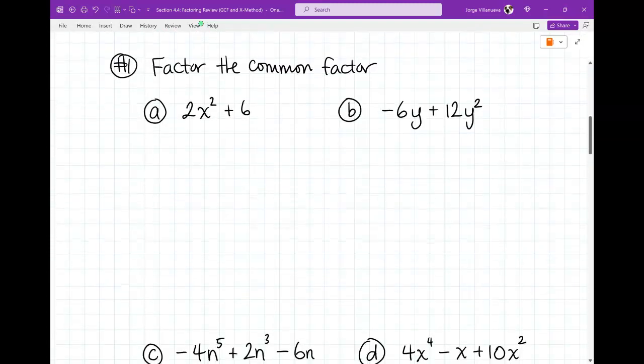Okay? So here's example number 1. There's actually an A, B, C, and a D. Okay, we kind of go from easier to more difficult. So write down A and B, or if you just want to do A, that's fine. But the instructions say to factor the common factor. Let's just give you a little bit of time. So we have A, which is 2x squared plus 6. B is negative 6y plus 12y squared.